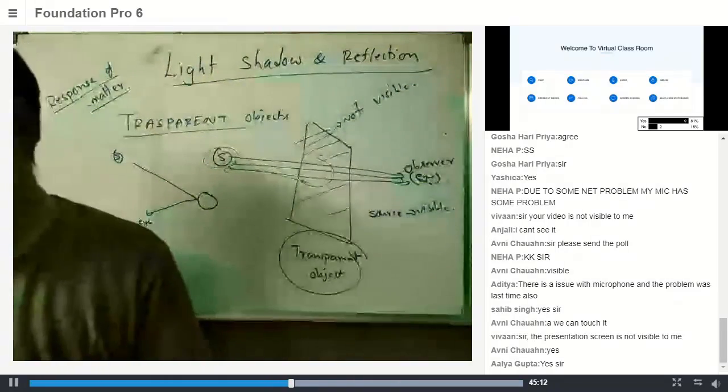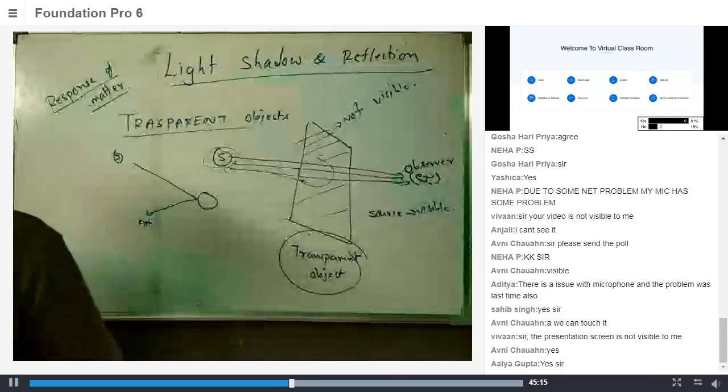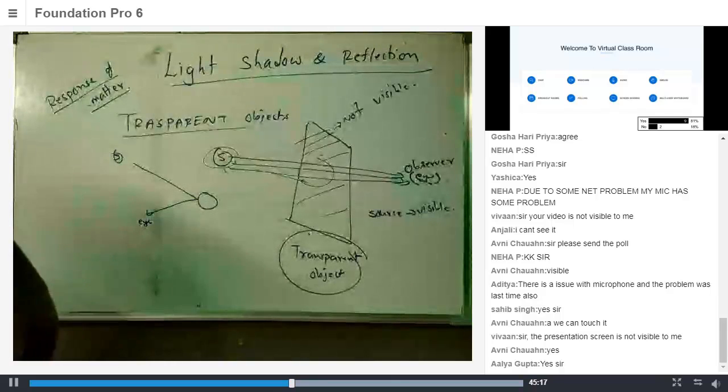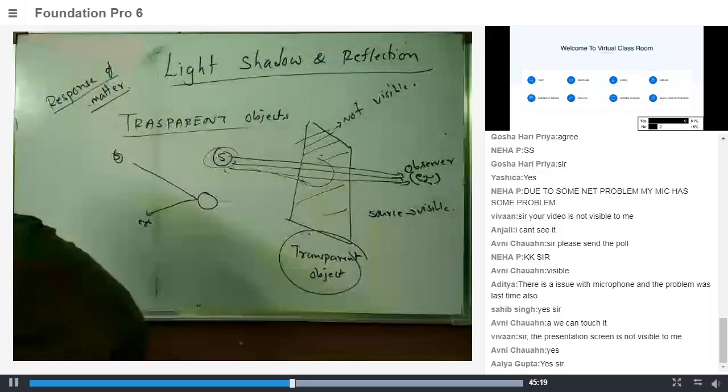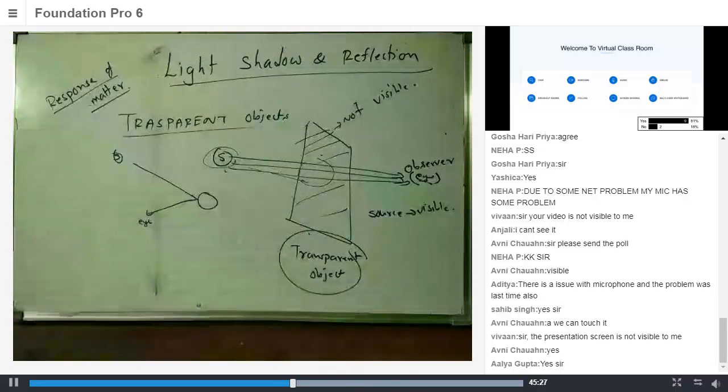Sir, if it is a transparent object, I think it would be visible. Like light has come to a transparent object, a shadow would be there. Okay, I'll give you another example. I can't understand. Okay, I'll give you an example which will make things clearer to you.